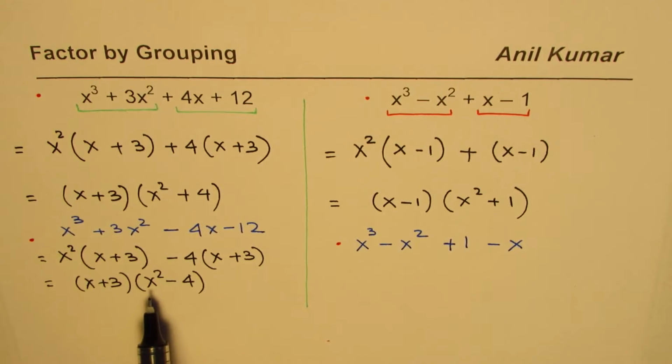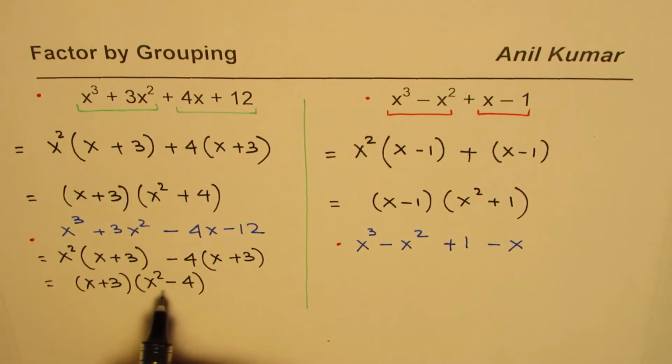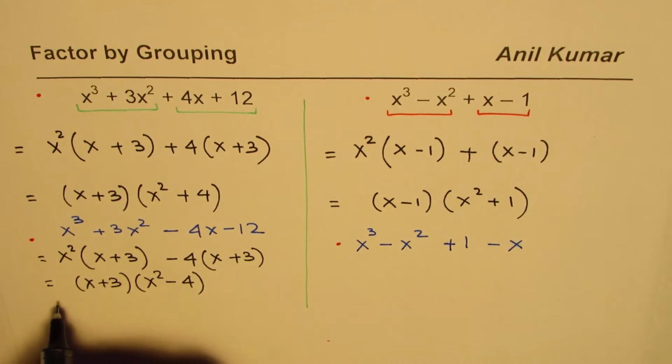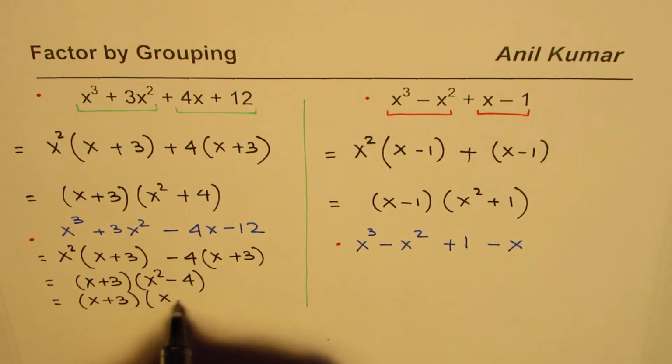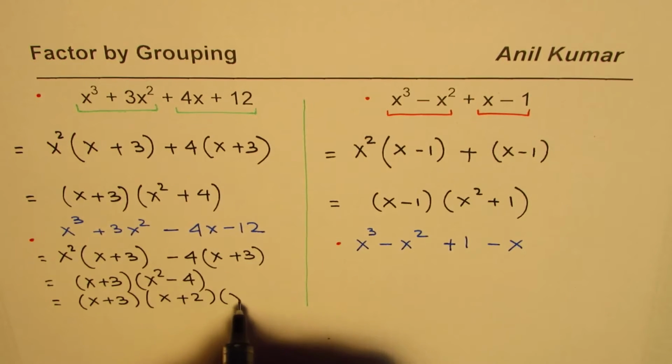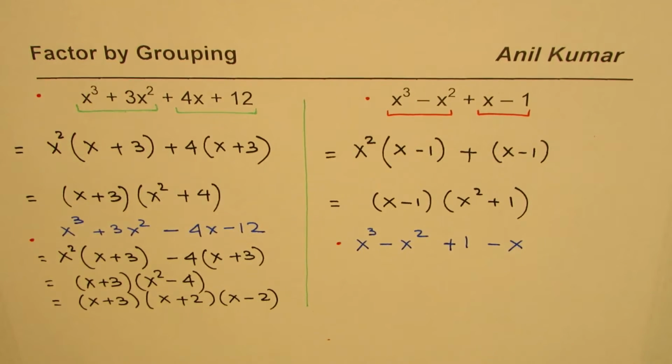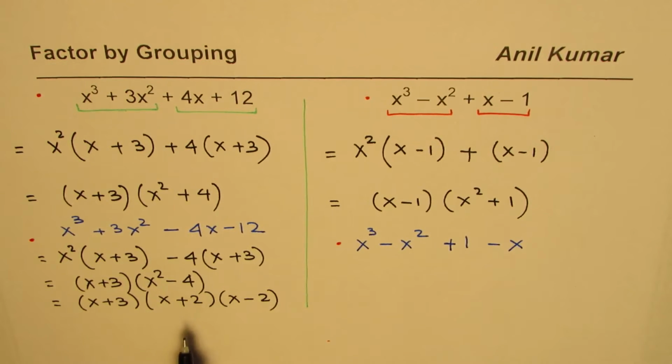But remember, x squared minus 4 can be factored as difference of squares. So we should continue. This is still factorable. It is not yet completely factored. So I'll continue with this, and I could write this as x plus 2 times x minus 2. Do you get an idea, right? So that is how this expression will be factored. I hope you appreciate it.